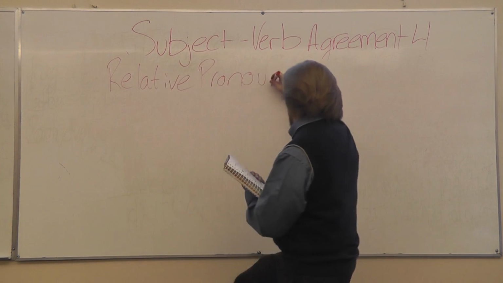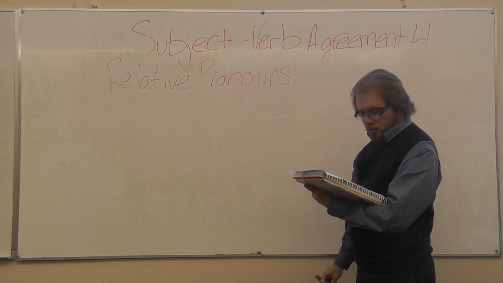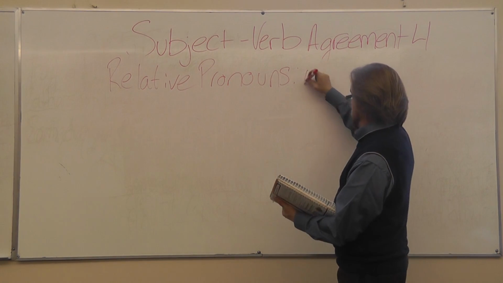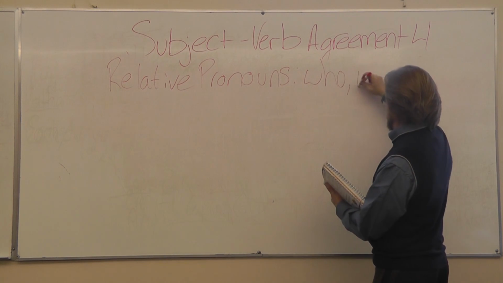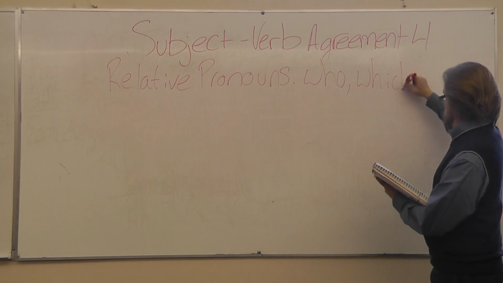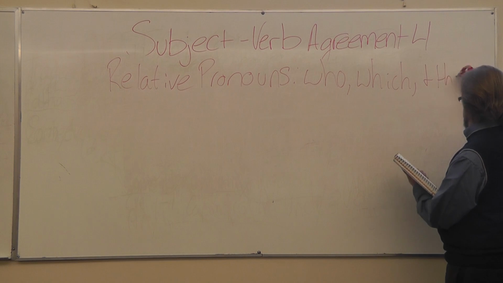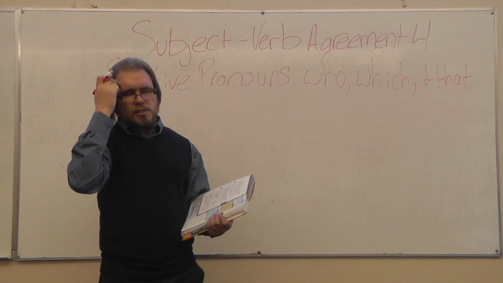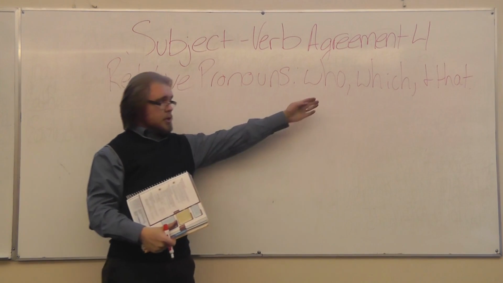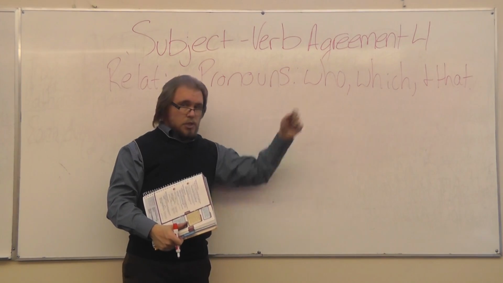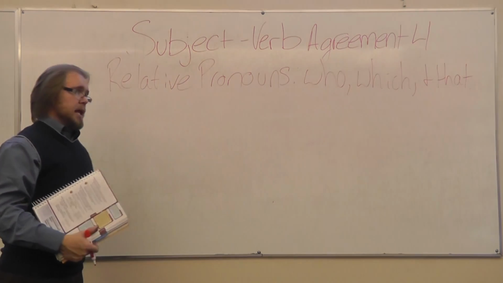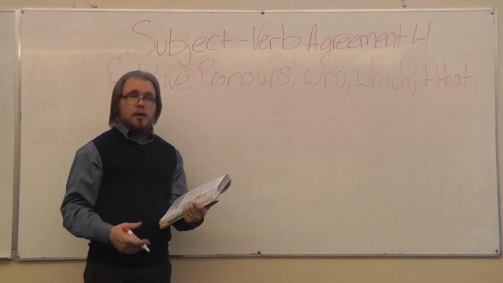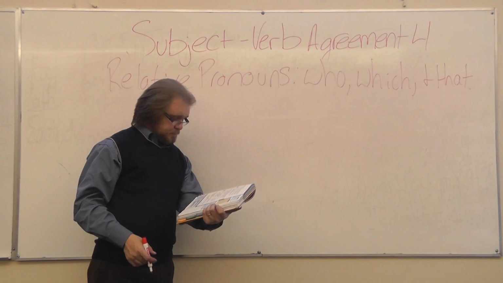There are 3 relative pronouns in English. They are who, which, and that. If you remember our clauses chapter, these are also subordinating conjunctions, okay? They indicate that a subordinate clause is coming. And that's generally where relative pronouns function.